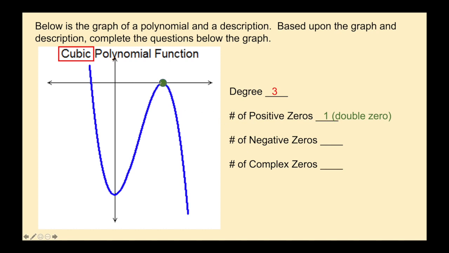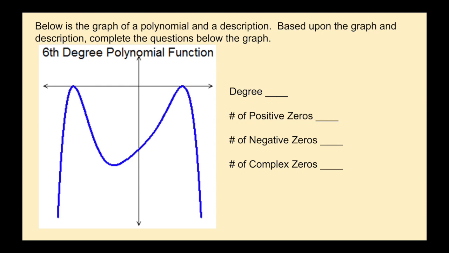So then from here, we see that we do have 1 negative zero. And again, because this counts for 2 solutions, this is 1 more. We are at the 3, meaning that we have no complex zeros. Try the next example.